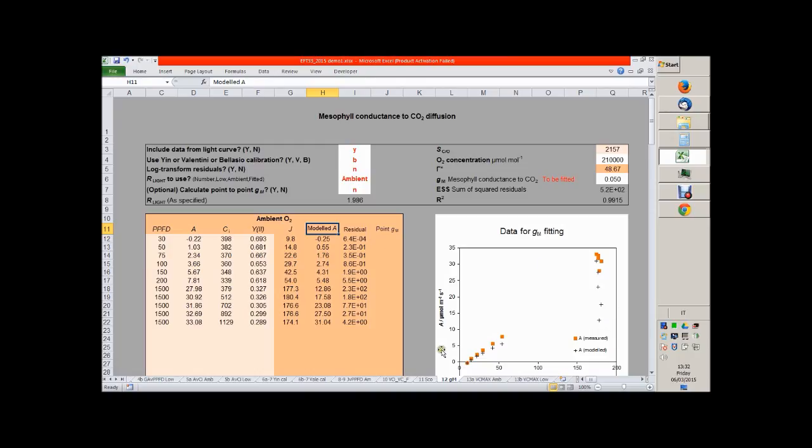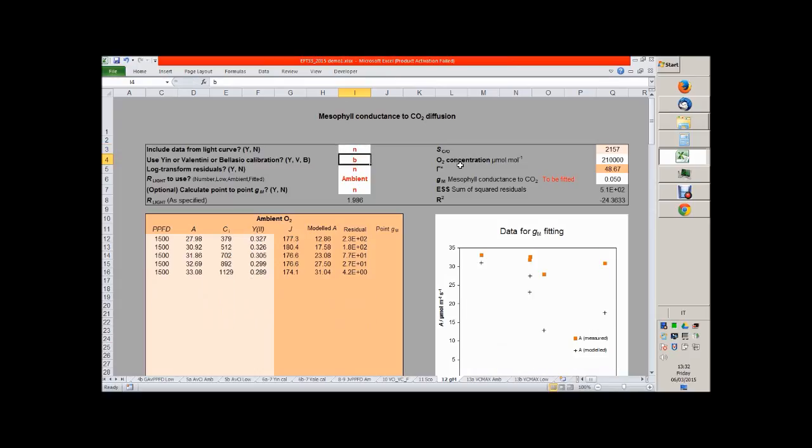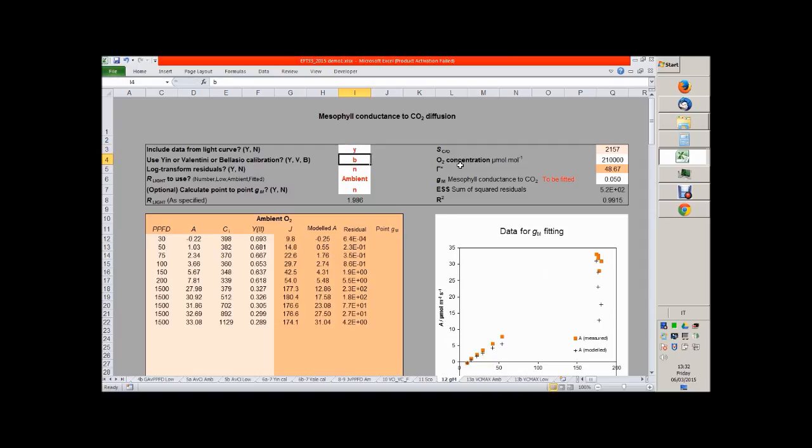These are plotted together, however, only the electron transport limited part of the ACI curve can be selected, and this is done by changing the input in cell I3. So if we say no, just the ACI curve is plotted. If we say yes, both the light and the ACI curves are plotted.